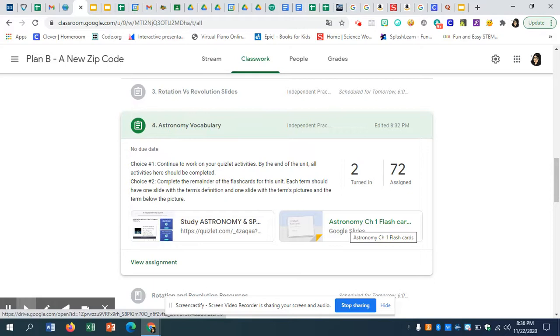If you're working on choice number 2, the flashcards, remember the first flashcard should have the definition. The second flashcard should have a picture of your definition of your term, and then you're going to put the term underneath the picture. So for example, if you're defining revolution, the second slide will have a picture showing revolution. It could be a picture or a GIF, and then you're actually going to write the word revolution under that picture.